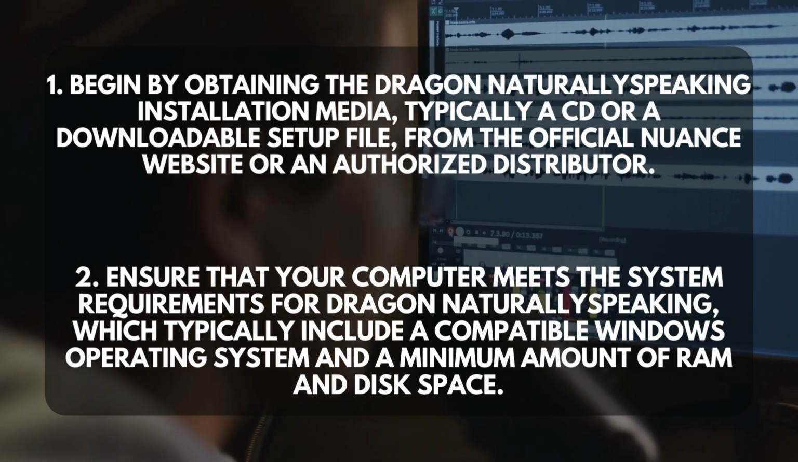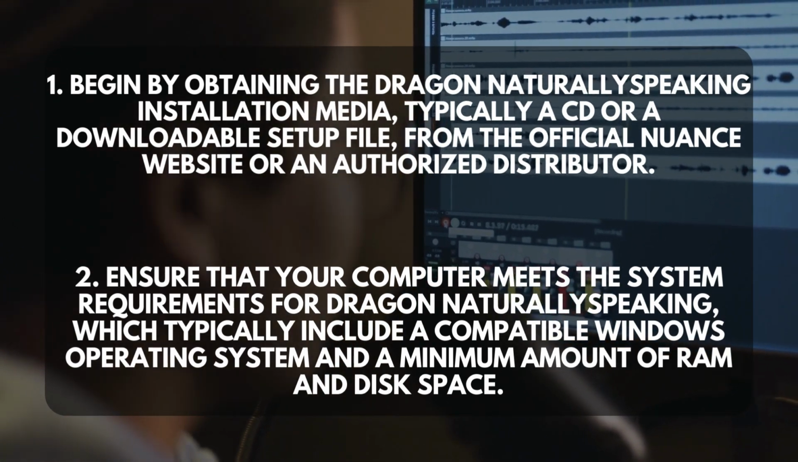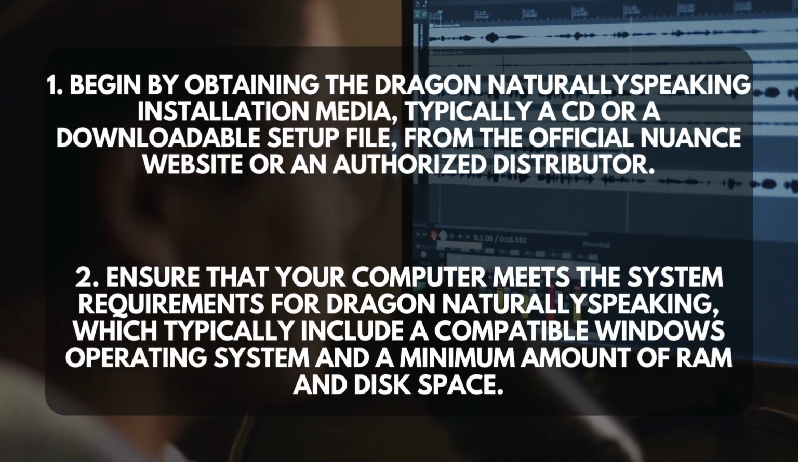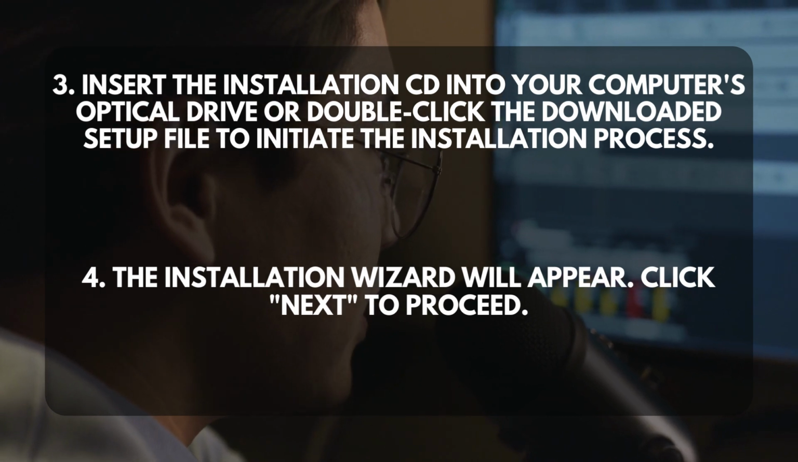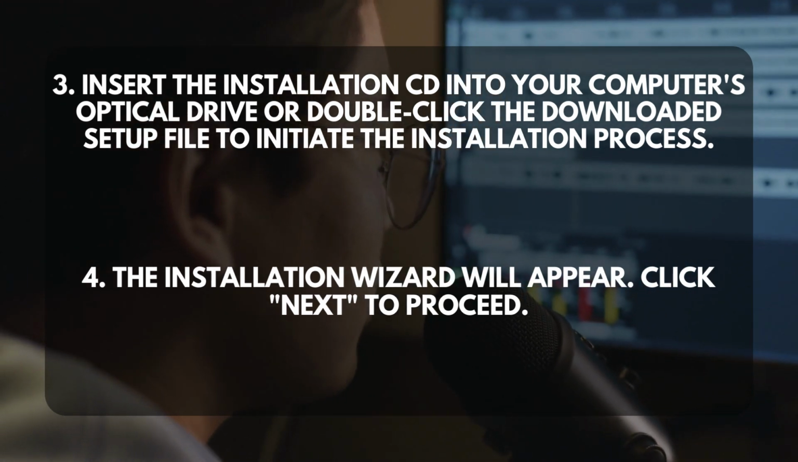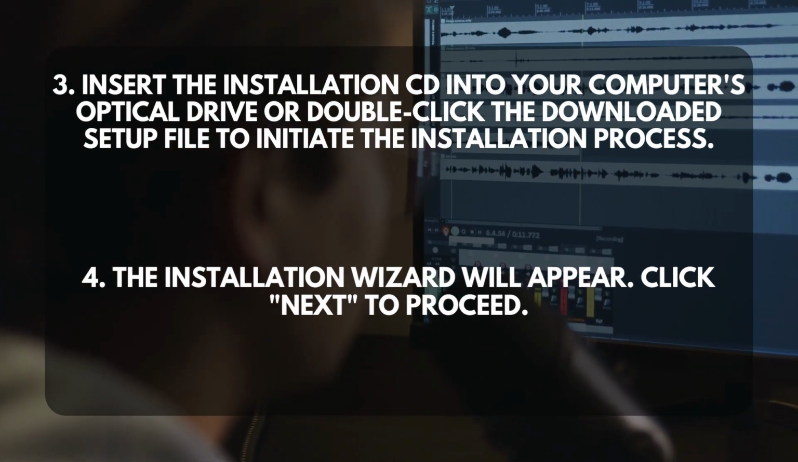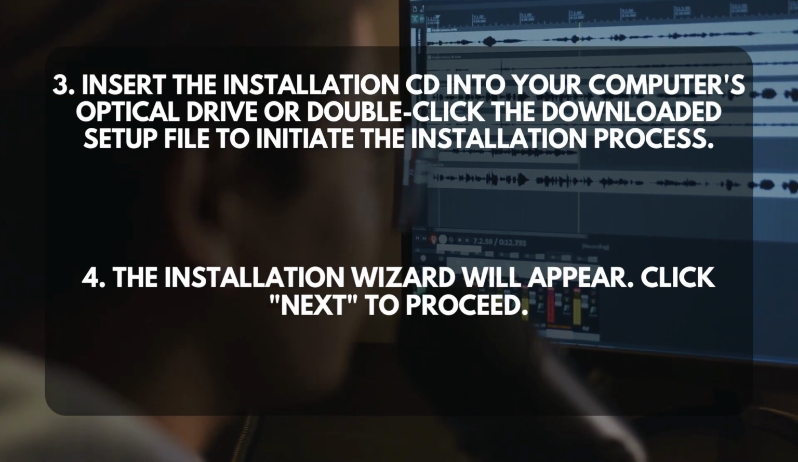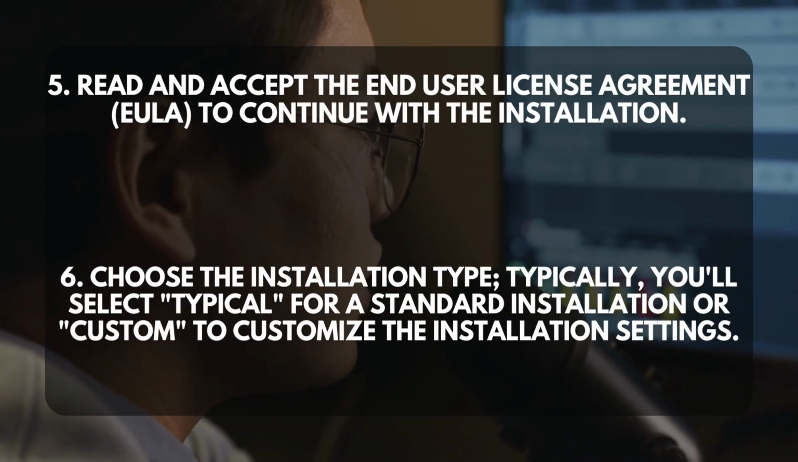2. Ensure that your computer meets the system requirements for Dragon NaturallySpeaking, which typically include a compatible Windows operating system and a minimum amount of RAM and disk space. 3. Insert the installation CD into your computer's optical drive or double-click the downloaded setup file to initiate the installation process. 4. The installation wizard will appear. Click Next to proceed.